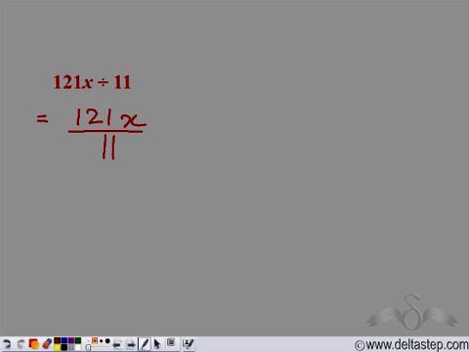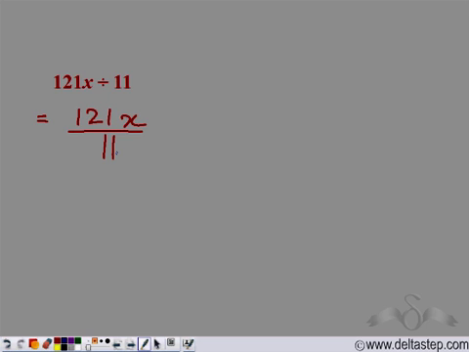Now we have already learned multiplication. How do we multiply a monomial with another monomial? We multiply the numeric part with the numeric part and the algebraic part with the algebraic part. Similarly, in division also, we divide the numeric part by the numeric part and we divide the algebraic part by the algebraic part. So here the numeric part is 121 and here the numeric part is 11.